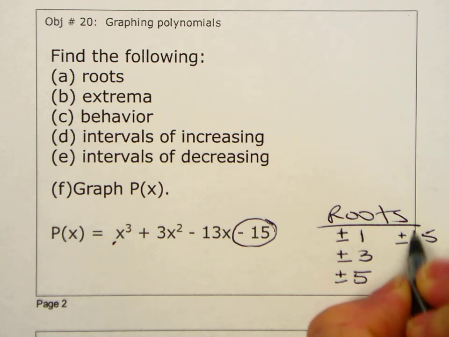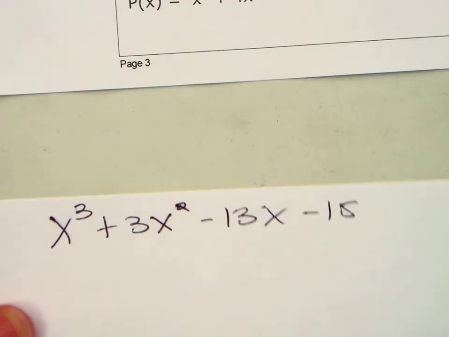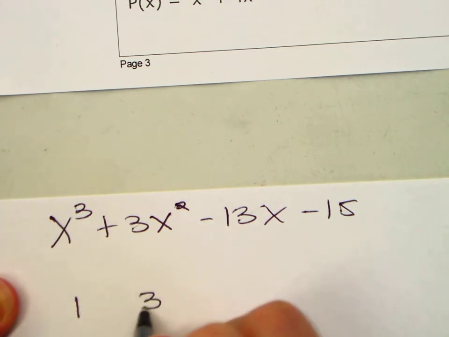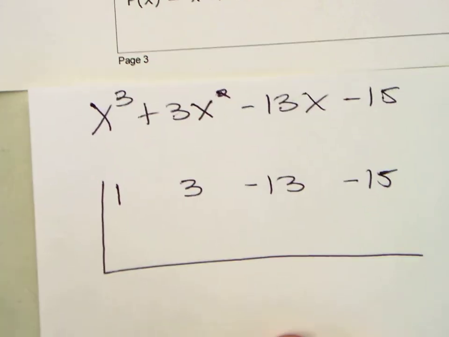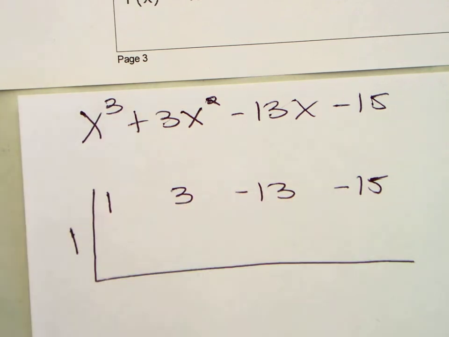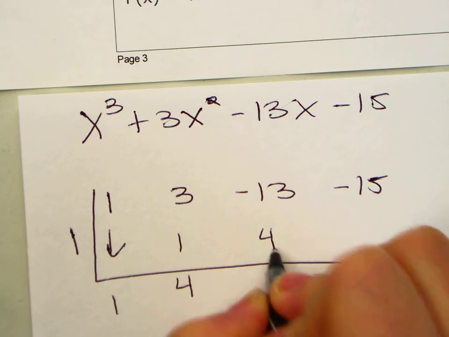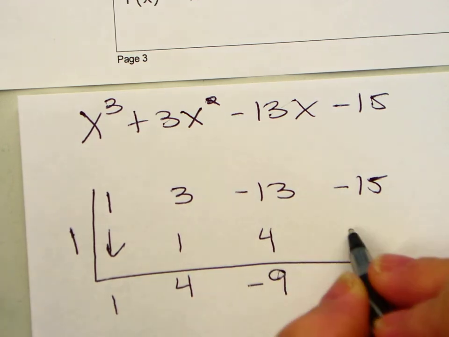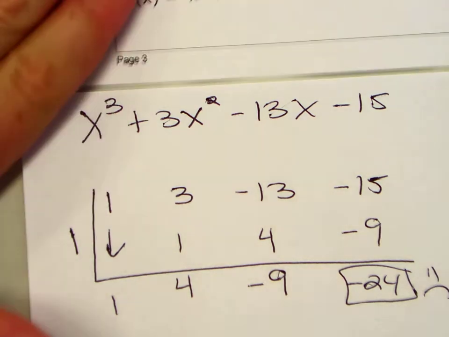And that's it. So we're going to do synthetic division. We have 8 options. So let's do it. 1, 3, negative 13, negative 15. I like to start with 1. You don't have to, but I like starting with 1, working my way up. All right, so let's bring the 1 down. 1, 4, 4, negative 9, negative 9. So that's a no. Sadness. So cross off the 1.